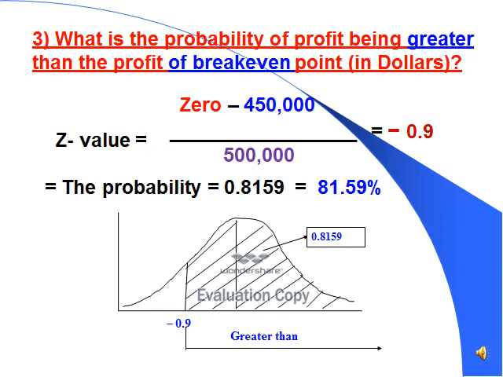From the table, at Z equal 0.9, the probability is 0.8159. Because Z is minus, that means it's in the left side and the probability will be in the right side. I ask about the probability of profit being greater than, that means the same area, so the probability will be 81.59%.